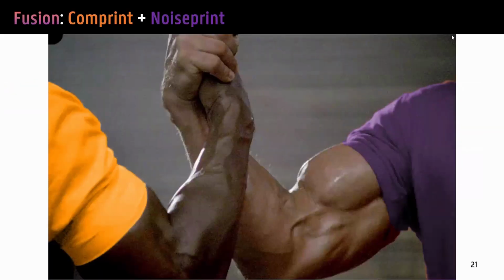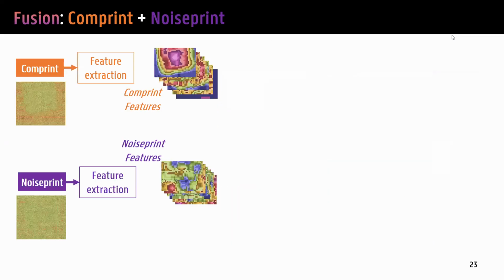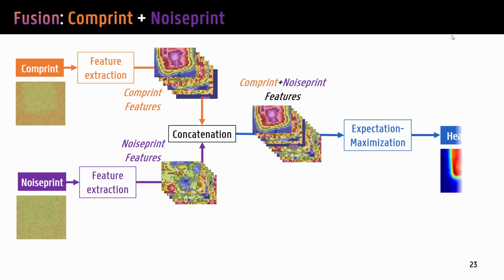But now we saw that Comprint and NoisePrint are both interesting methods based on the same concepts. Can we not combine the strengths of both methods? So we propose to do a fusion of these methods as well. So how does this work? Well, it's quite simple. We have an image, we create the Comprint from it, and we create the NoisePrint from it, and we combine those 2 into a single heat map. And more specifically, we do this by doing a feature extraction on both fingerprints, then concatenating them, doing expectation maximization on that. And then we get a heat map that is based on the fingerprint from both the compression and the camera model.